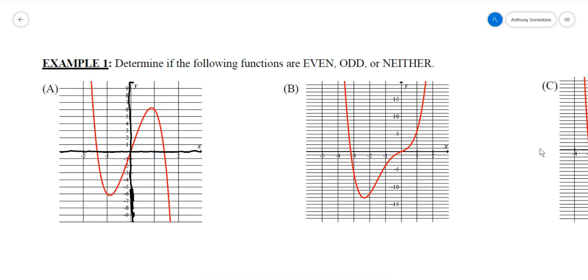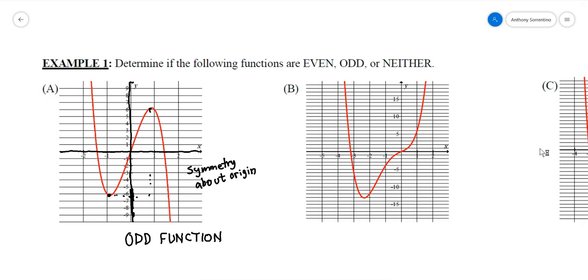So there's the axis, and if I look at this point down here, I can imagine doing a mirror image of it over here, and then a mirror image of that over here, and that's pretty much true for all the points. This is showing symmetry about the origin. And with symmetry about the origin, it's an odd function. So it's an odd function because it has symmetry about the origin.